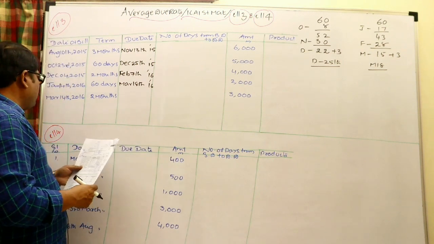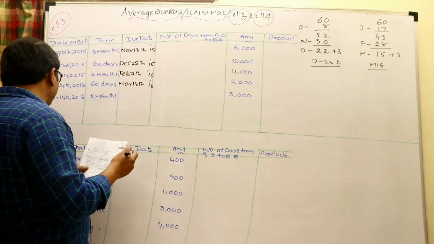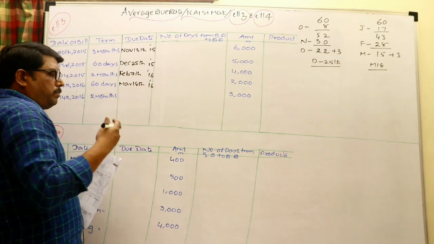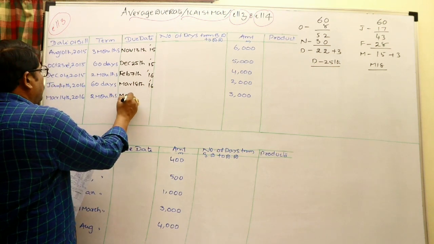Okay, right, March 24th. Two months, April and May 24th, and May 17th. March 14th plus 2 months, April, May, 3 grace days, May 17th.